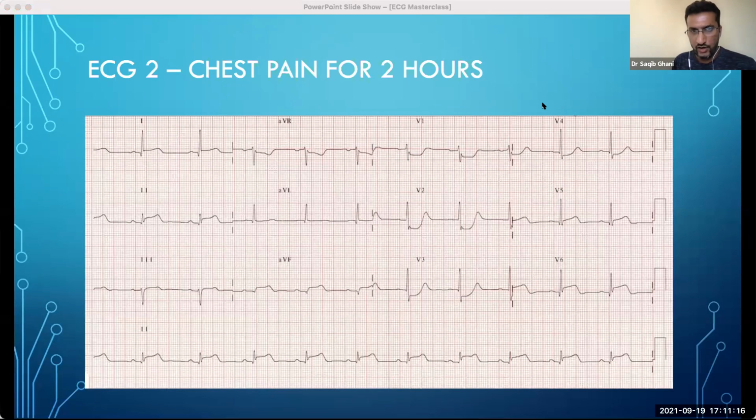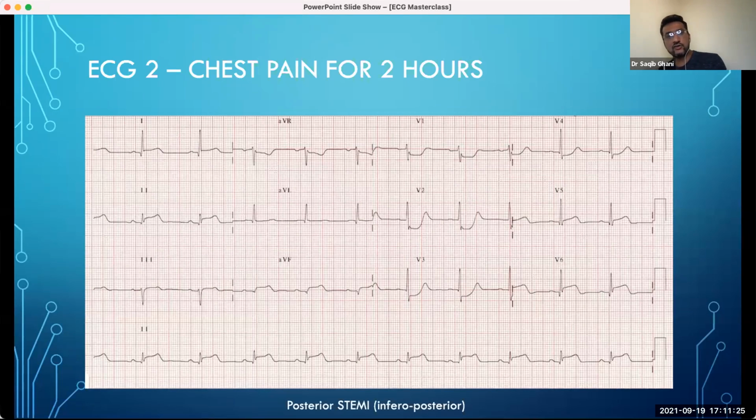Because we are dealing here with a posterior STEMI or inferior posterior STEMI. This is not an anterior non-ST elevation MI. This is actually a posterior ST elevation MI, which looks like ST depression in V1 to V3.